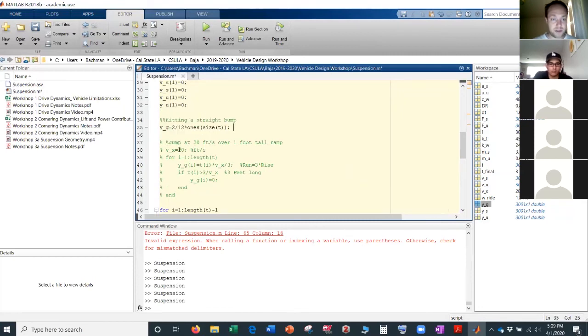Hitting a straight bump. This one was jump at 20 feet per second. So this was hitting a straight bump. This is a 2-inch tall bump.